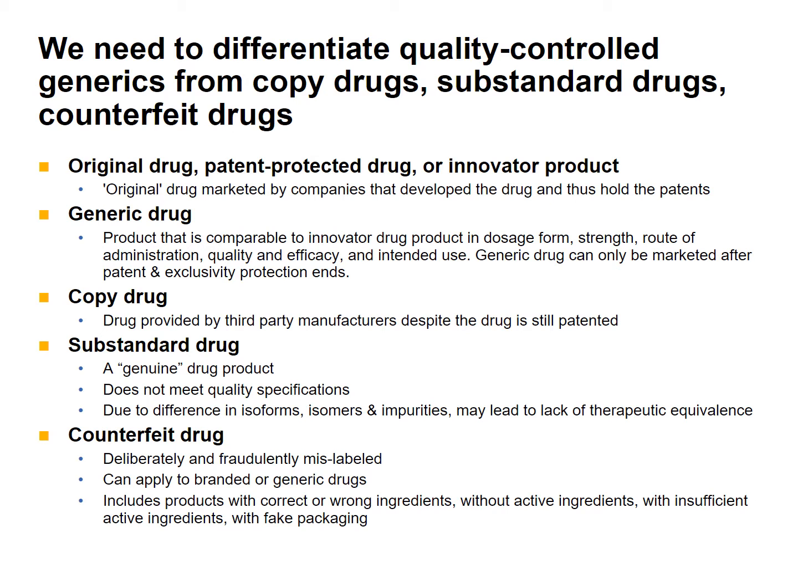A substandard drug is a genuine drug product which does not meet quality specifications and, due to differences in isoforms, isomers or impurities, may lead to a lack of therapeutic equivalence to the original. And then finally, a counterfeit drug is something that is deliberately and fraudulently mislabeled. It can be applied to branded or generic drugs, and includes products with correct or wrong ingredients, without active ingredients, with insufficient active ingredients, or with fake packaging. So these different terms are very important to note, and this presentation covers the topic of generic drugs.